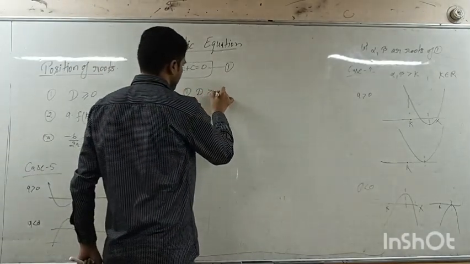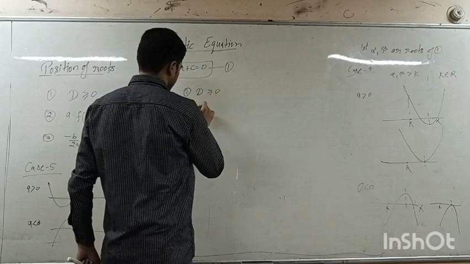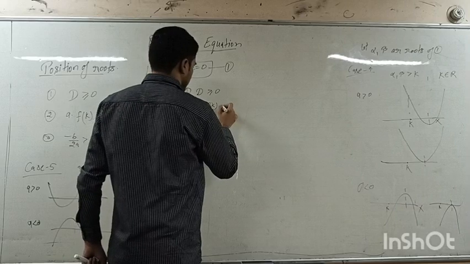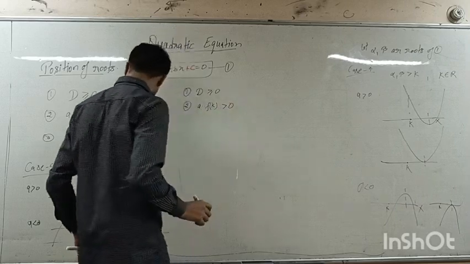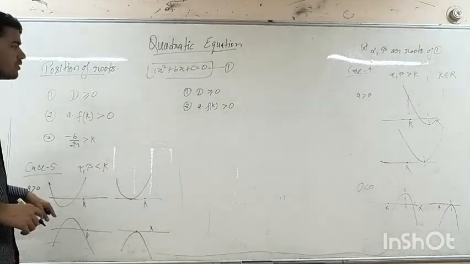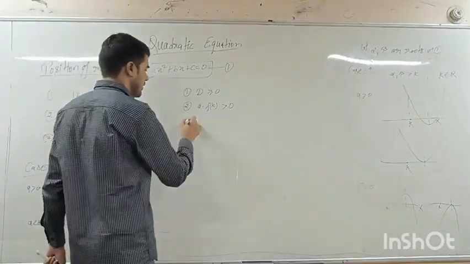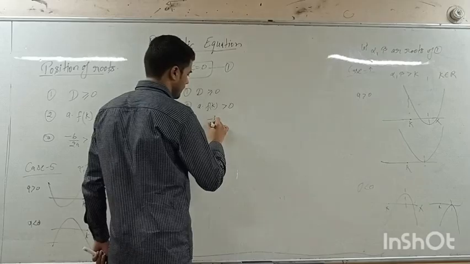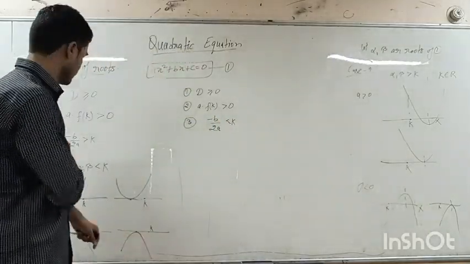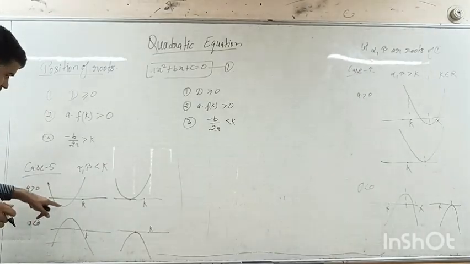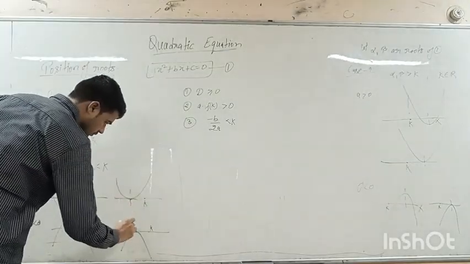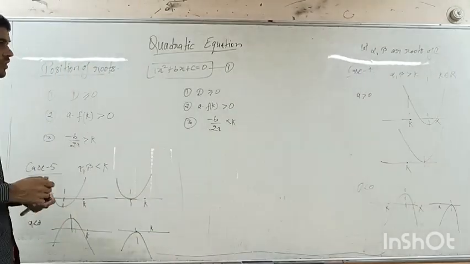First, D is greater than or equal to 0. Second, a times f(k) is greater than 0. And what will be the condition on minus b by 2a? Minus b by 2a will be less than k. Okay, we can say that minus b by 2a will be here.